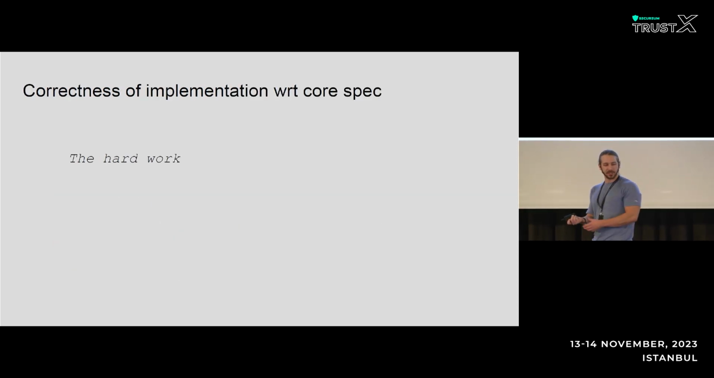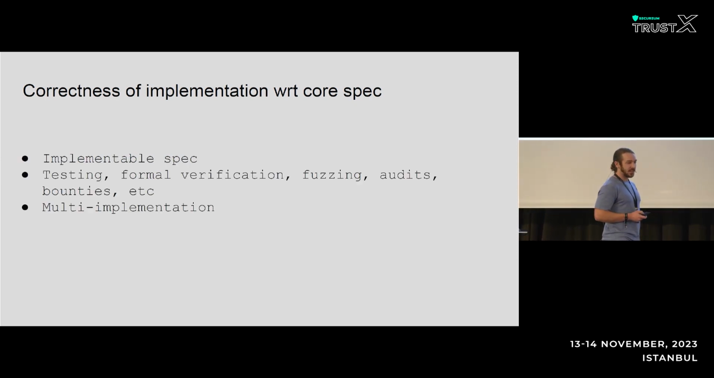Correctness of implementation. This is actually where the hard work starts. You have a specification, and now you're trying to write software to actually implement the specification. First of all, the spec needs to be implementable. Then you get all the normal things. You get testing, formal verification, fuzzing, audits, bounties. There's no silver bullet, but each of these things plays a role.